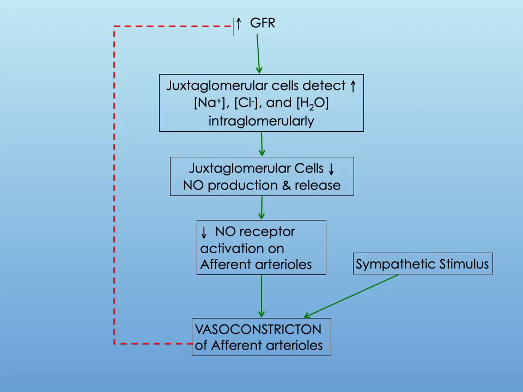All of this feeds into an inhibitory feedback loop so as to reduce glomerular filtration rate so that we do not overload that glomerulus with too much filtrate at any point of time.